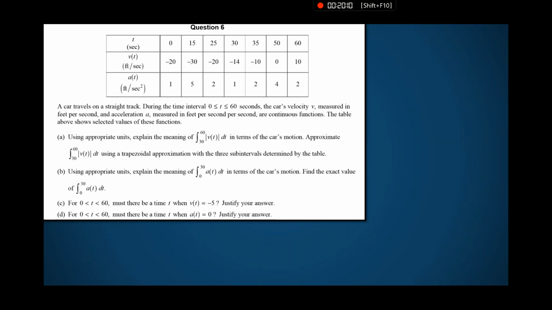For part C, I want to know if there must be a time when V(t) equals negative 5, and then justify your answer. So from 0 to 60, is there any theorem that would let me know whether this y value is possible? Again, please. What theorem could we use to prove that V(t) could be equal to negative 5 at some point on this interval?